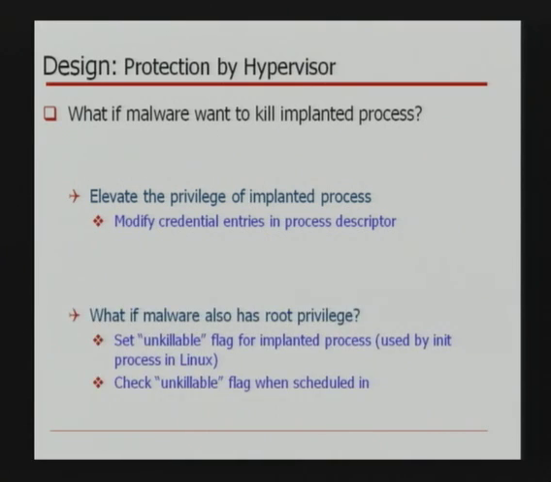So what if the malware also has root privilege? Then we set the unkillable flag for the implanted process. This unkillable flag is only used by the init process inside of the virtual machine, and the init process cannot be terminated by other processes, even if that process has root privilege. And we will also check the unkillable flag all the time to make sure that this bit has always been set, and it will not be changed by the malicious process that is running inside of the virtual machine.